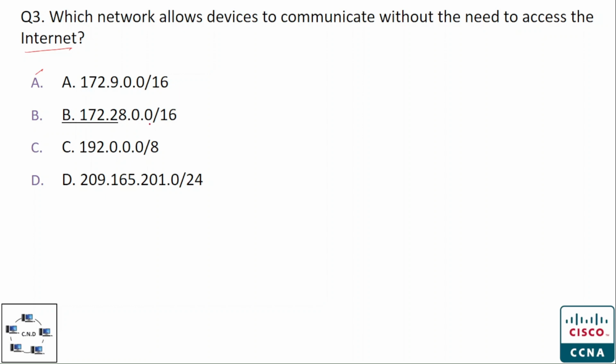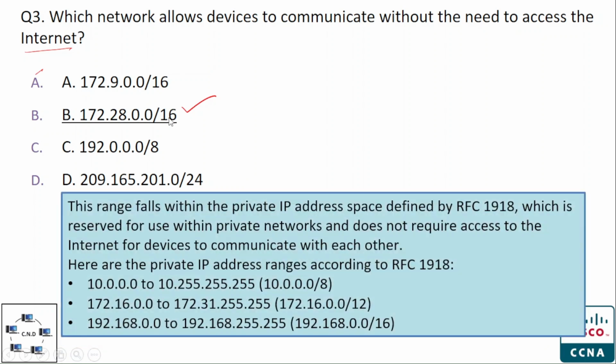It is option B. So the 172.28.0.0/16 IP address range is a private IP address range that can be used inside your local network. This range falls within the private IP address space specified by RFC 1918, which is reserved for use within private networks and does not require access to the internet for devices to communicate with each other.